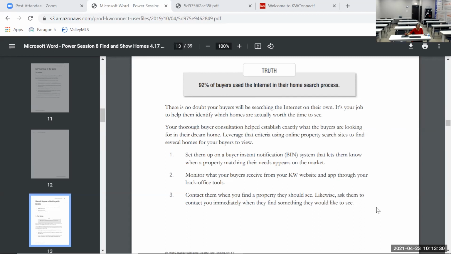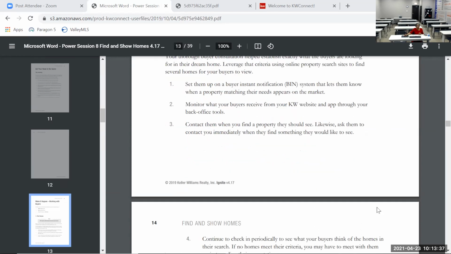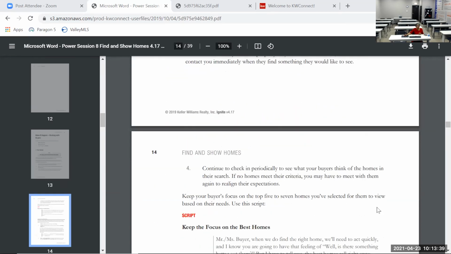Likewise, ask them to contact you immediately when they find something they would like to see, not just through the internet. Some of them are going to see a house as they're driving around on a Sunday or a Saturday, and they see an open house and they want to go inside and check it out. They don't know the price of the house immediately. They're going to go inside and look around, and they're going to tell you, I think we found the dream home. It may not be in their price point, but you need to keep them on track, keep them focused, and know that they may find it for sale by owner as well. And you need to know how to handle that.